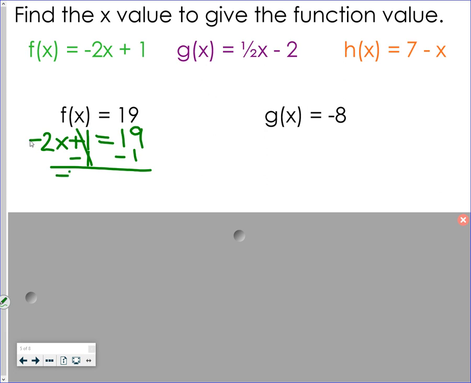So we get rid of our 1 and then divide by -2. So x would, oh, that's a -2. x is going to be -9.